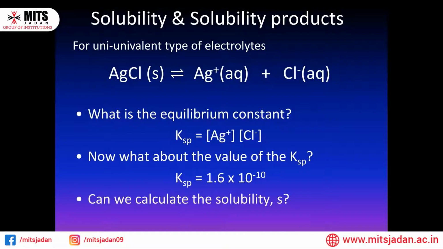Can we calculate the solubility, small s? Yes, we can calculate it easily because the solubility of each of the ions is small s, and if we put the value in the expression for Ksp, we get Ksp is equal to s square. So s is equal to the square root of Ksp, that is equal to the square root of 1.6 into 10 to the power minus 10. So we get the value 1.3 into 10 to the power minus 5 mole per liter. Since we can easily calculate the value of solubility s and solubility product Ksp if we have one of the values.